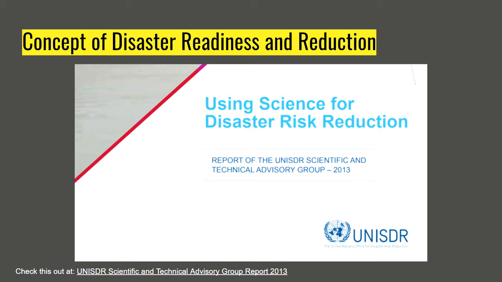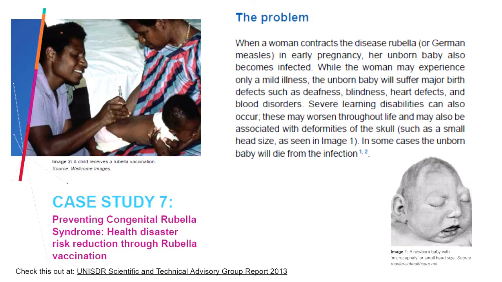So they had a lot of case studies there, but I chose this one because it's very timely with what we are experiencing right now. So this one is a case study entitled Preventing Congenital Rubella Syndrome, Health Disaster Risk Reduction Through Rubella Vaccination.